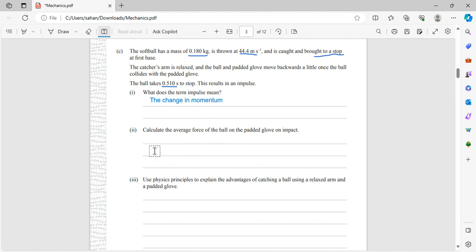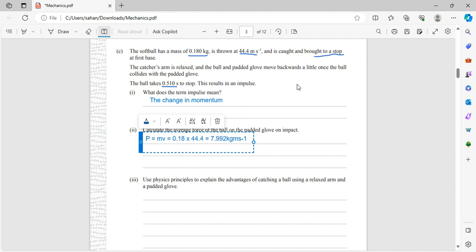Okay, so they want us to calculate the force. So we have to use the equation p equals Ft. So p is the momentum. So first we have to calculate momentum, which is mv. So p equals mv. That is m, which is 0.180 kgs, times 44.4 meters per second, which is equal to 7.992. And remember, the units are kilograms meters per second.